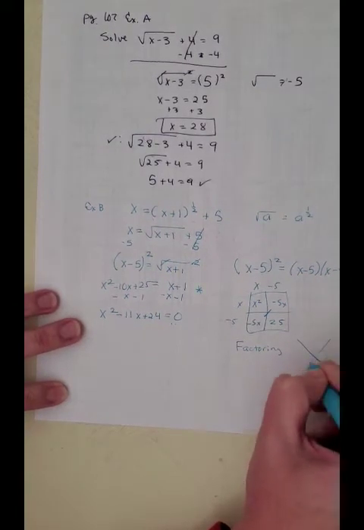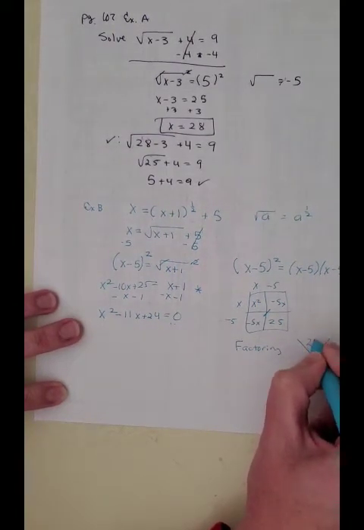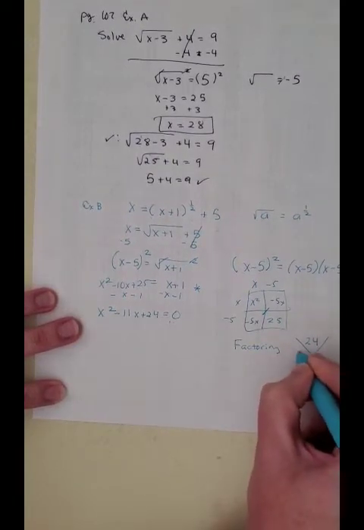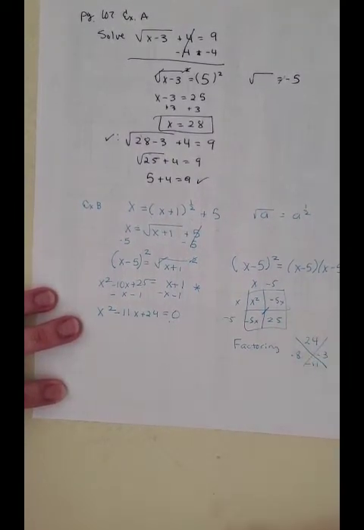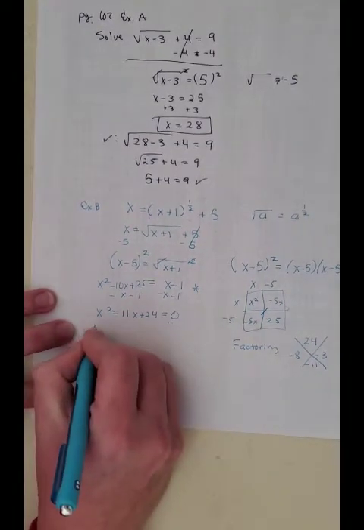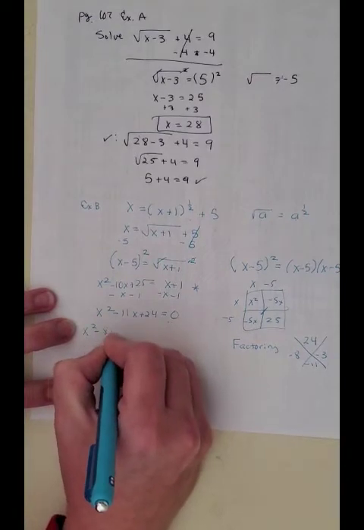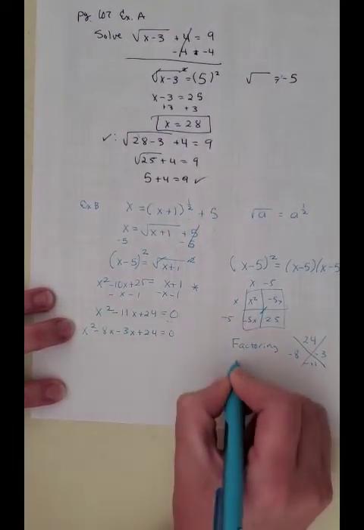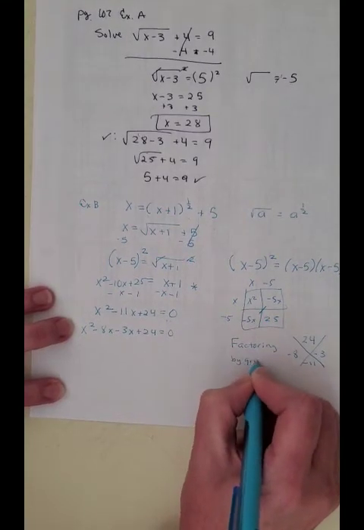So I want something that multiplies to positive 24, but adds to negative 11, which is negative 8 times negative 3. So this is factorable. I'm going to rewrite my middle term as minus 8x, minus 3x, and plus 24. Remember, I am factoring by grouping.